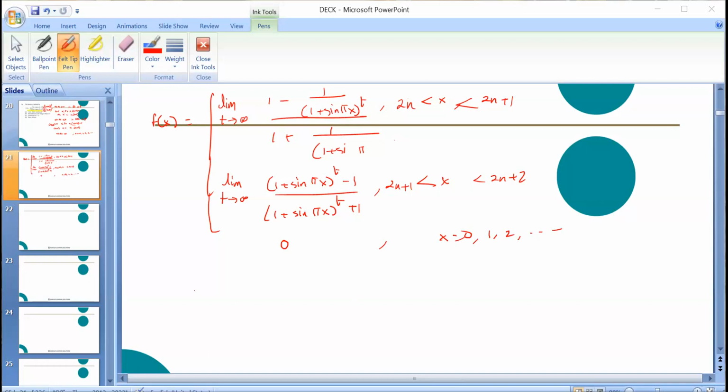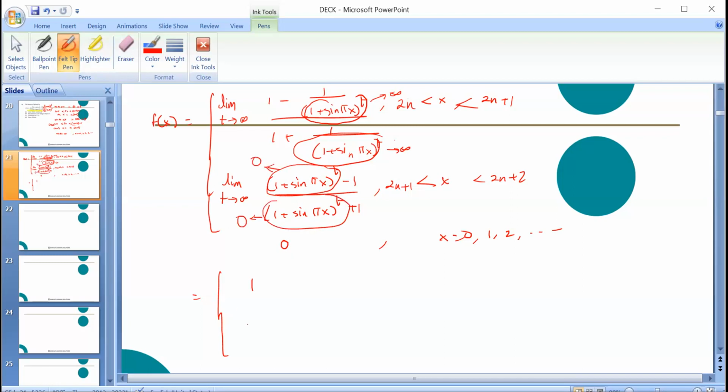Now when you put t as infinity, the denominator, because sin pi x is positive, infinity in the denominator means 0. So you will have 1, because these will become infinities, as sin pi x is positive. Whereas in the second function, because sin pi x is negative, one minus something, a fraction, power infinity, this will become 0. This will become 0. So the answer will be minus 1.